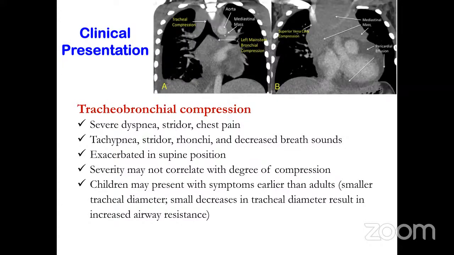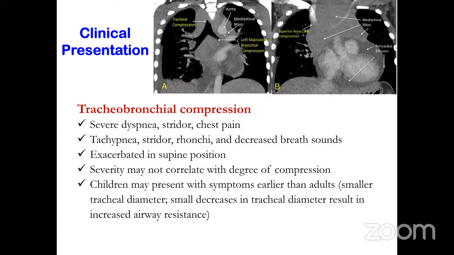Now, with regards to tracheobronchial compression, when you are assessing these patients clinically, look for signs of severe dyspnea, stridor, chest pain. These patients can have tachypnea, they can have rhonchi or decreased breath sounds, especially when they have either obstruction or infections. These are usually exacerbated in the supine position, depending upon the size of the mass. The severity may not correlate with the degree of compression because, depending upon age, sometimes the structures are well fixed and well supported. But in the elderly population, the support system, the fibrocartilaginous or fibrous bands, are not so strong, and hence symptoms may be manifested much more severely in the elderly.